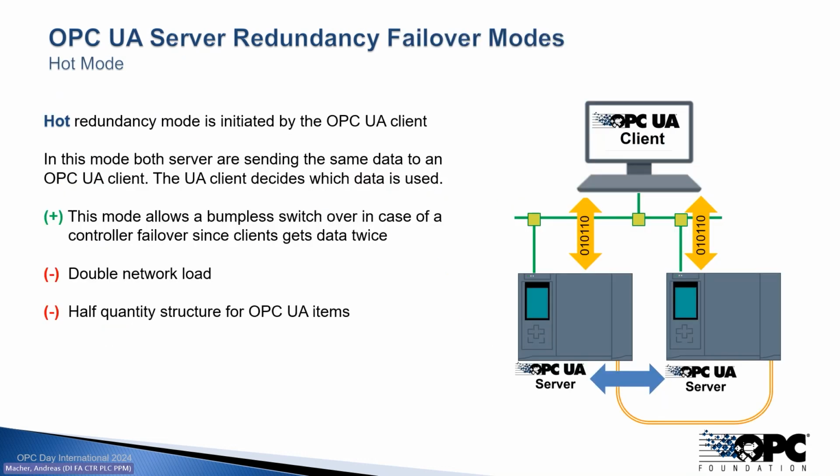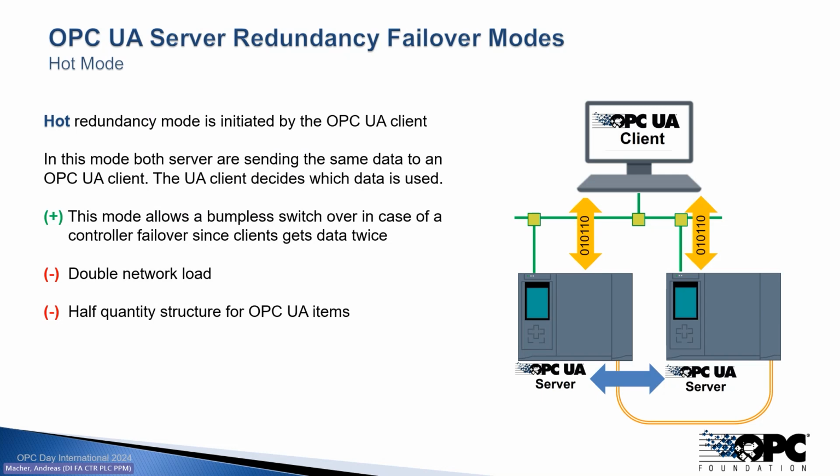Let's talk about the hot mode and the hot plus mirrored mode. The hot redundancy mode is initiated by the OPC UA client. In this case, both servers are sending the same data. The client has to decide which data to use. The big advantage is that if there is a failover, there is no bump. Bumpless means there is no data loss and no break in the data stream, because both data streams are always there. It's just up to the client to select the working OPC UA server.